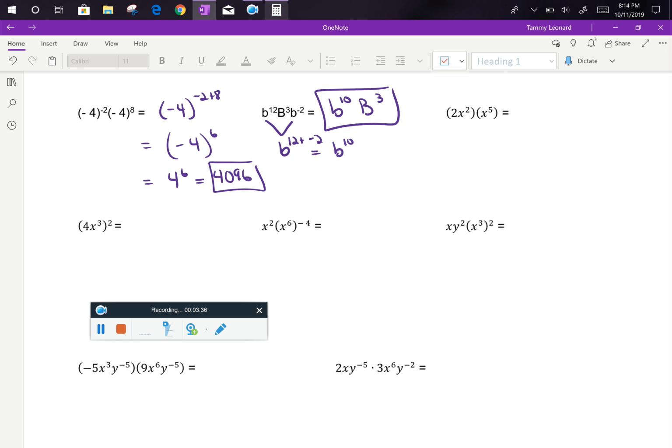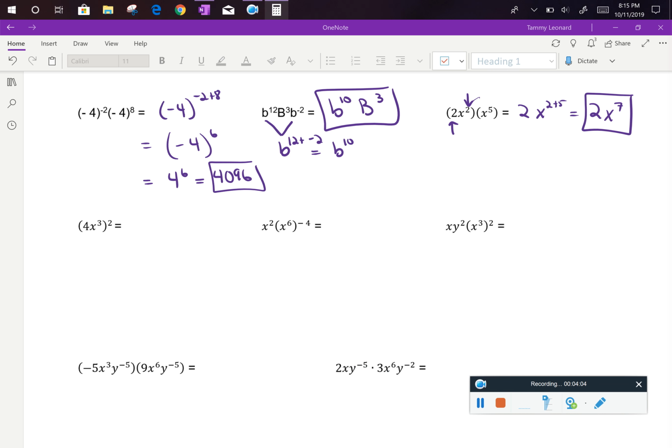In our next problem, we have 2x squared times x to the fifth. Now, we need to realize that this 2 is only applied to the x squared. This 2 is a coefficient, and since we don't see any other coefficients, it'll still be the same coefficient when we get done with the problem. But x squared times x to the fifth is x to the 2 plus 5, so this is really equal to 2 times x to the 7th.